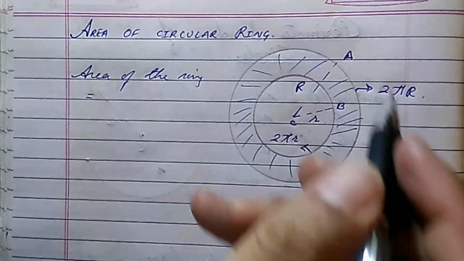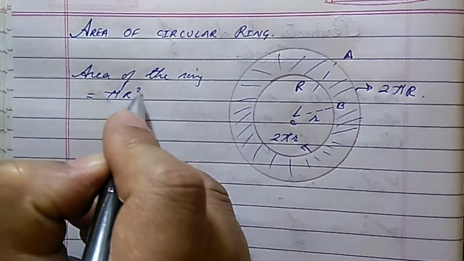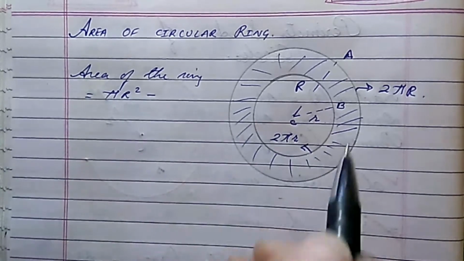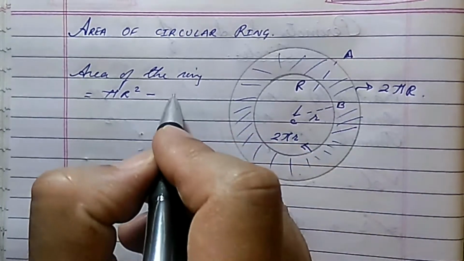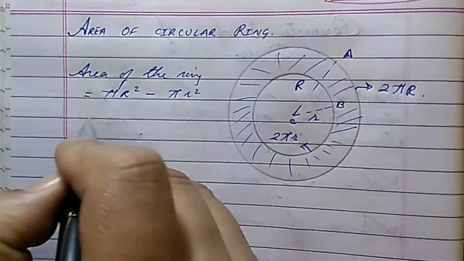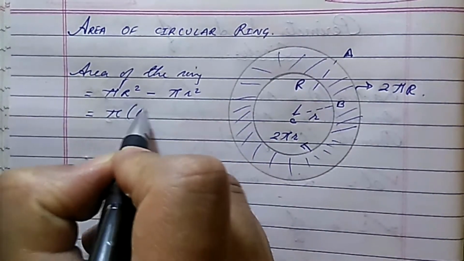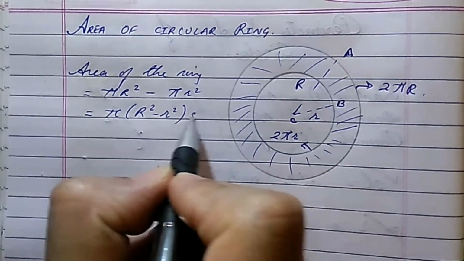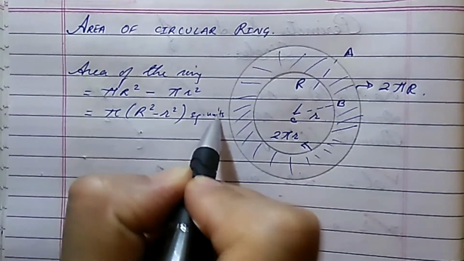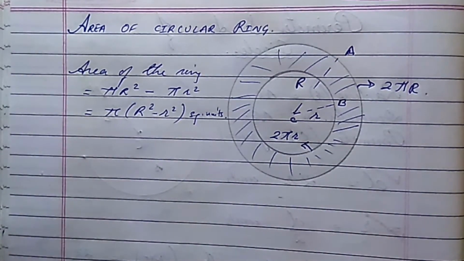So area of the ring, or area of this shaded region, is equals to, what is the area with the bigger radius? Pi capital R square minus the area of the smaller circle, pi small r square. Now since pi is common, we can take out pi outside and write capital R square minus small r square units. So that's the area of the circular ring.